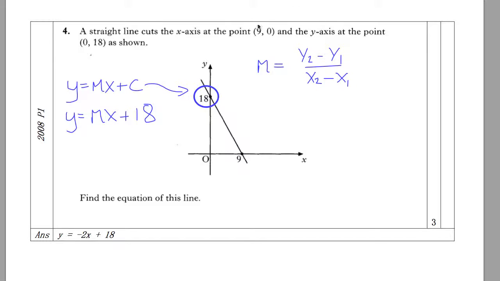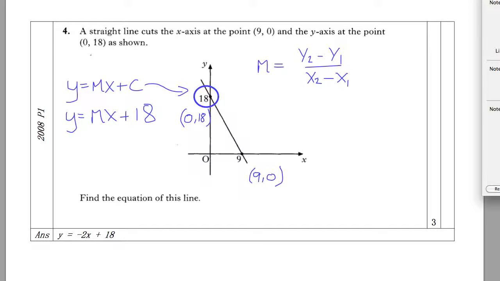Okay, now, if we actually look here, we are given some coordinates. Okay, so that is 9, 0, and this one here is 0, 18. So we can decide what's going to be y2 and x2, and what set are going to be y1 and x1.